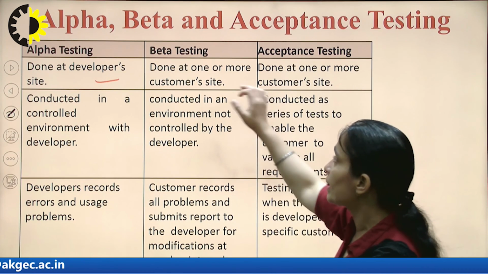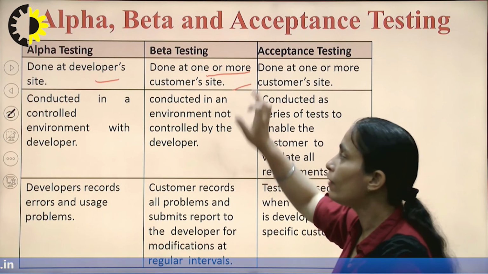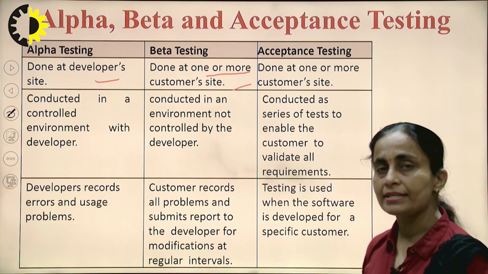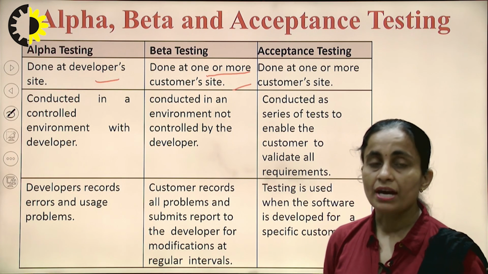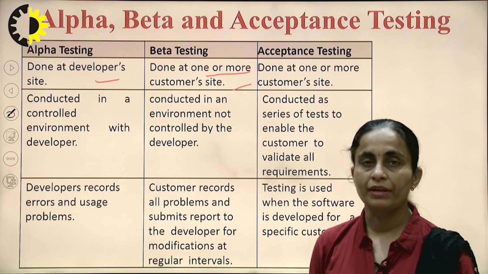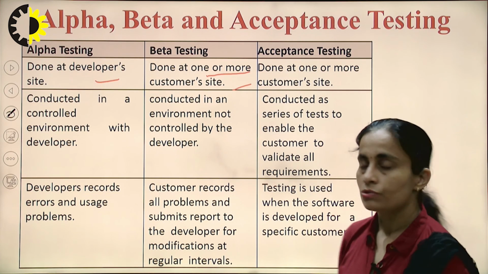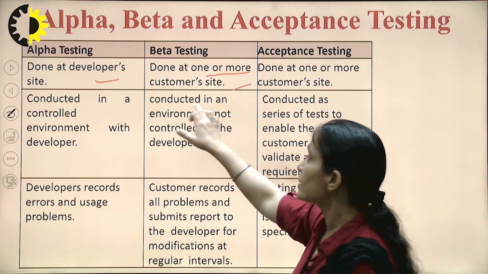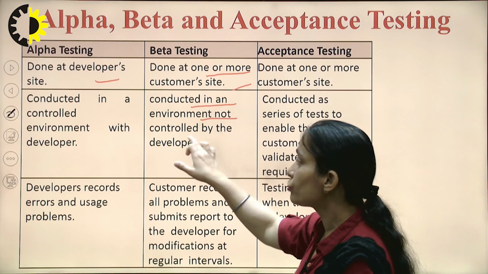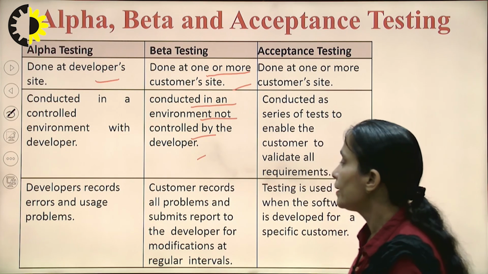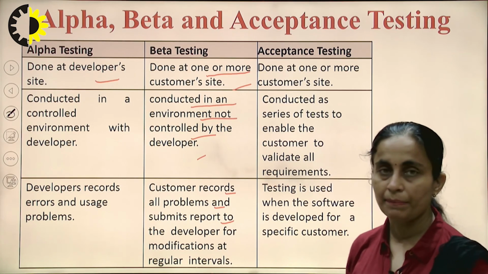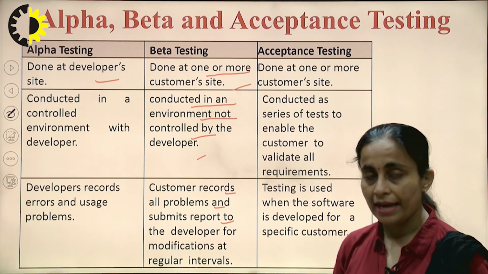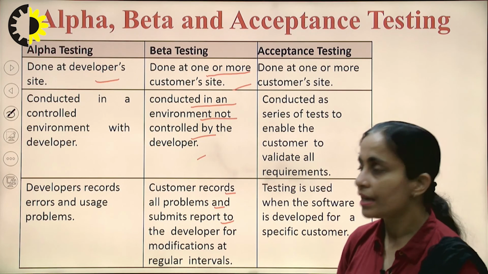Then beta testing is done by one or more customers. Imagine earlier we were using the Yahoo Beta Messenger. That was developed by Yahoo and given to customers to test it. So, that was the beta version. It is conducted in an environment that is not controlled by the developer, and the customer records all the problems and submits the report to the developer, so that further changes can occur in the next version.